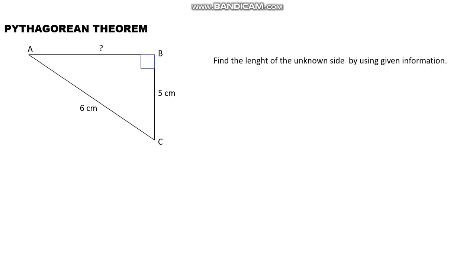Let's look at the second example. Find the length of the unknown side by using the given information. In this question, the unknown side is one of the legs. This is also a right triangle, so we can apply the Pythagorean theorem.